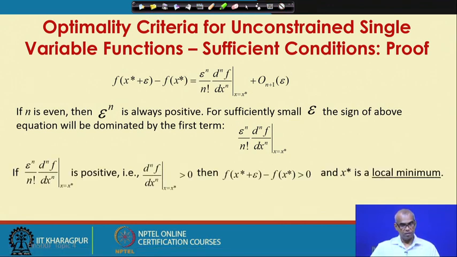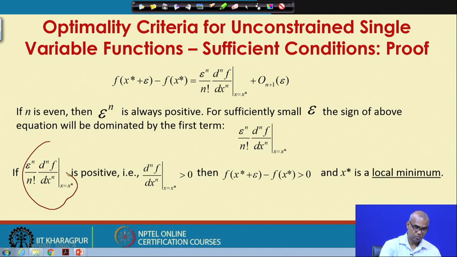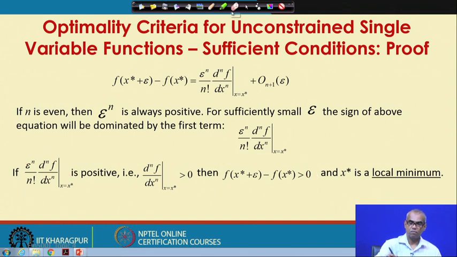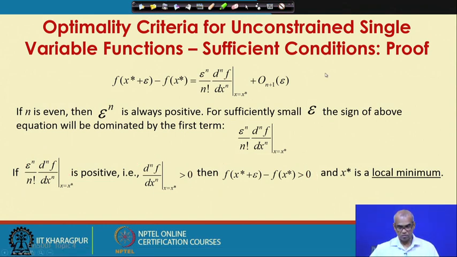So, if the term epsilon to the power n divided by factorial n and nth order derivative evaluated at x star is positive, that means, if the nth order derivative is positive, then f of x star plus epsilon minus f of x star is positive or greater than 0 and x star is a local minimum. So, this is sufficient condition.